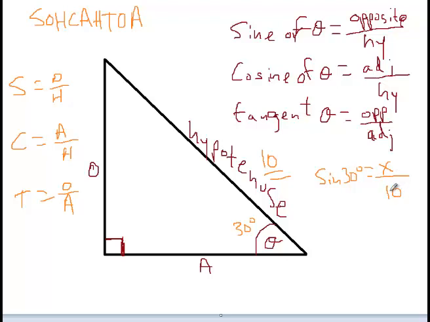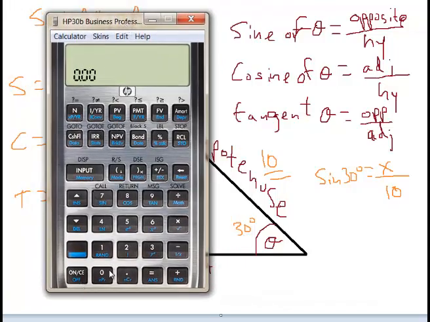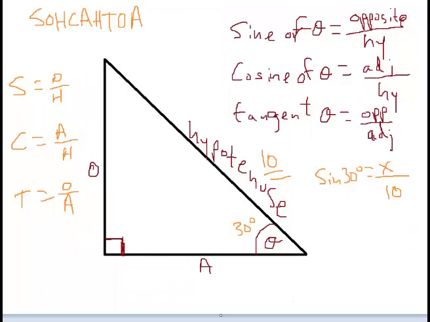What is the sine of 30 degrees? Well, let's do it on the calculator. We just did it, but let's do it again. Put in a 30, press sine, and we get 0.5. Then we can solve this as we would any other simple equation. 0.5 equals x over 10, and a basic cross multiplication gets you x equals 5. So if the hypotenuse is 10, the opposite has to be 5, assuming this is 30 degrees.